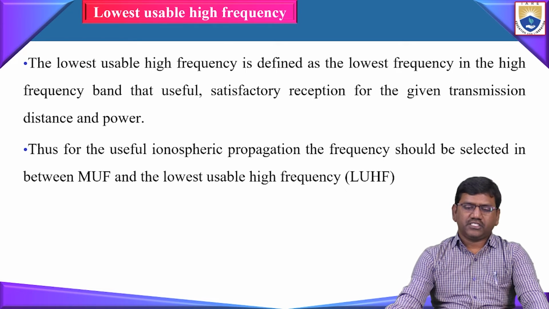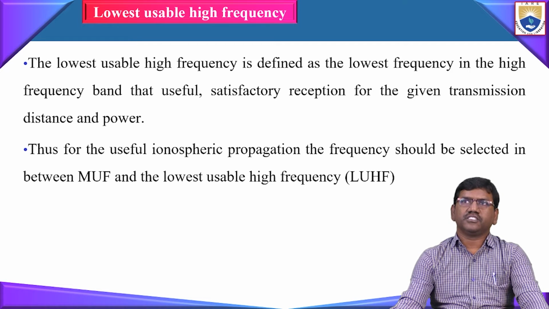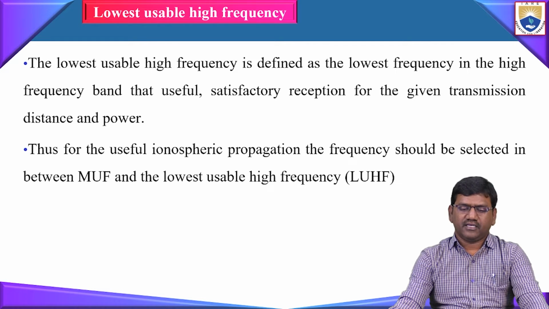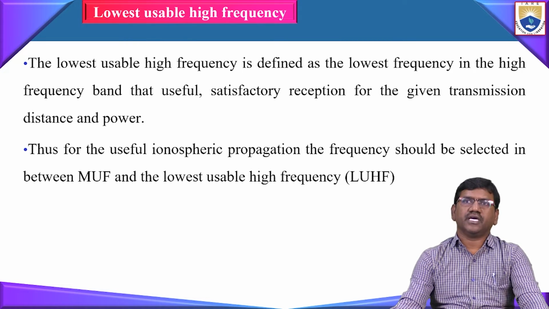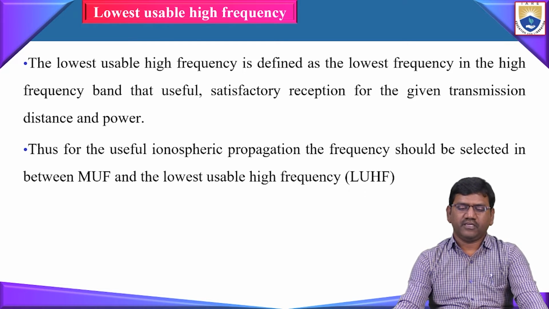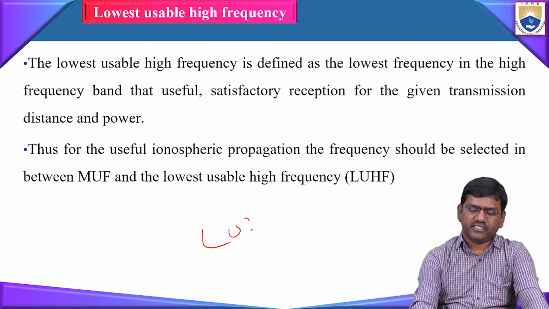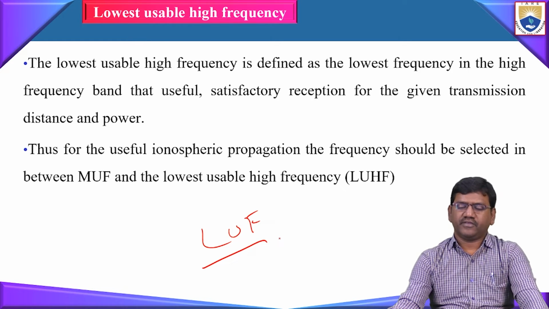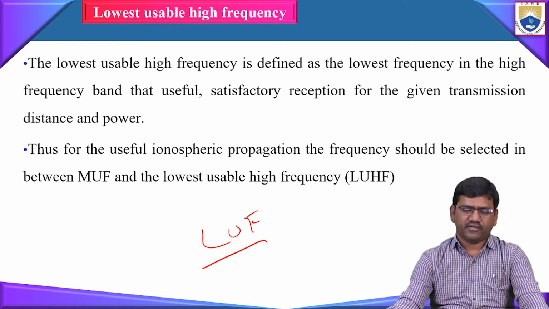The next one is the lowest usable high frequency. The lowest usable high frequency is defined as the lowest frequency in the high frequency band that is useful for satisfactory reception for the given transmission distance and power. Thus, for useful ionospheric propagation, the frequency should be selected between the MUF and the lowest usable high frequency.